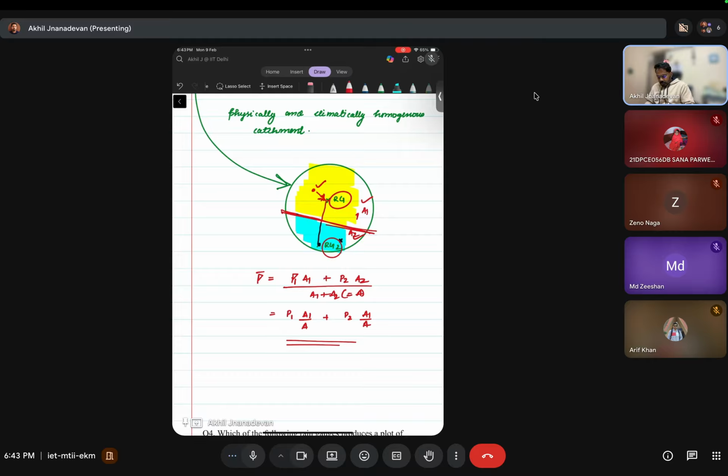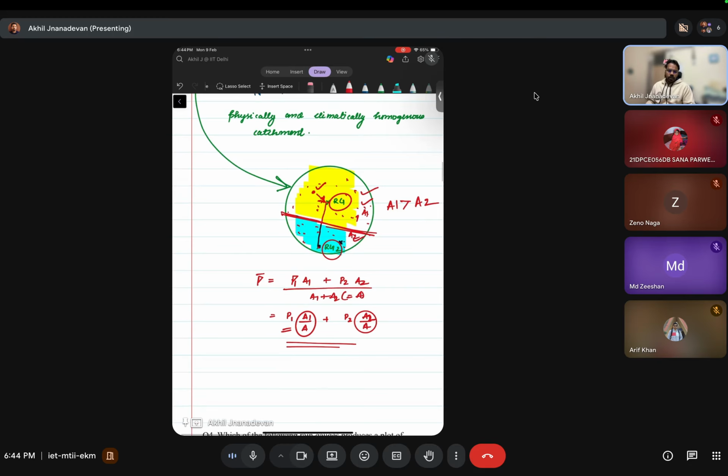If you look at this figure, A1 is greater than A2. That means more weight will be given to the P1 precipitation value and lesser weight will be given to the P2 precipitation value, because most of the area within this catchment lies close to rain gauge 1 and very little area falls close to gauge 2. That is the principle behind this.